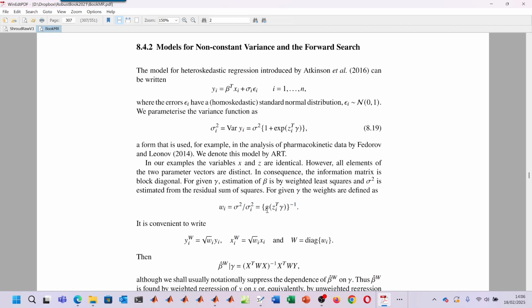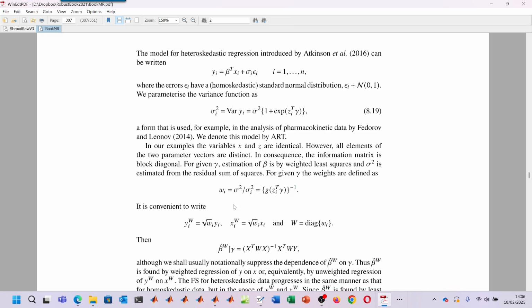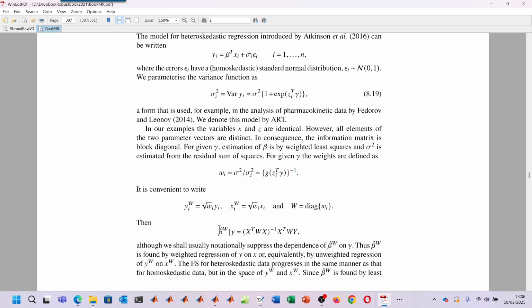It is convenient numerically to rewrite this in a weighted form. So we can write yiw is the square root of wi times yi, and xiw is the square root of wi times xi, and W is an n by n diagonal matrix. Then we just have to find the parameters beta given gamma. We have a weighted regression model of the form given below. It remains to estimate gamma.